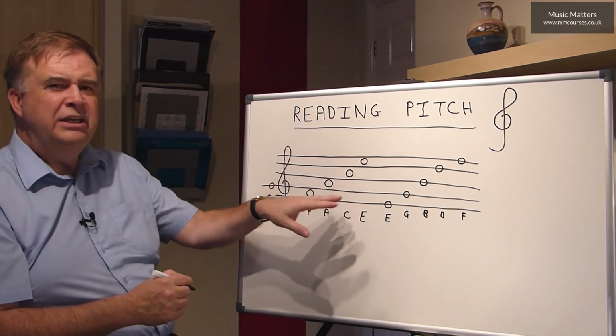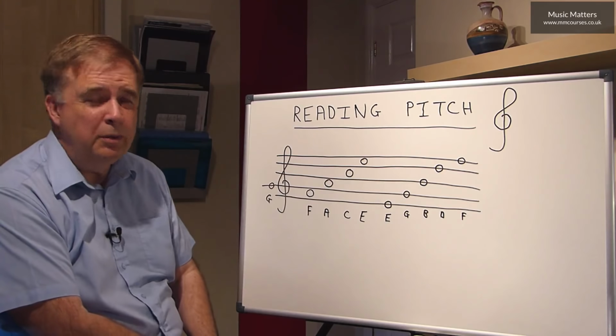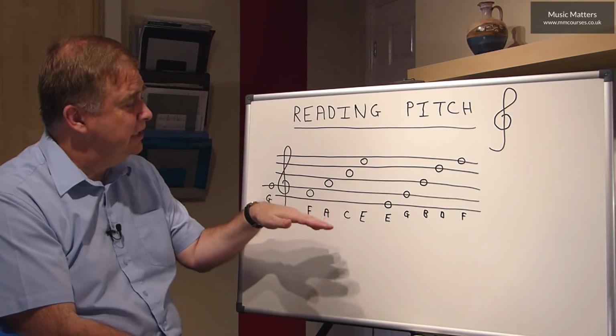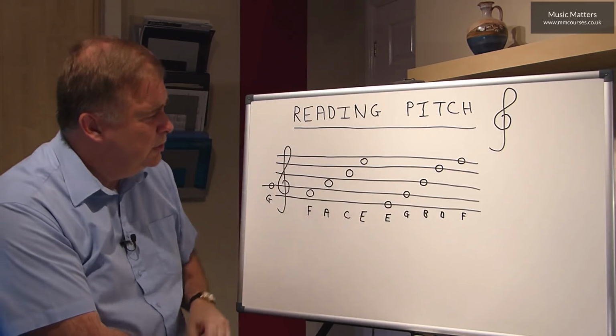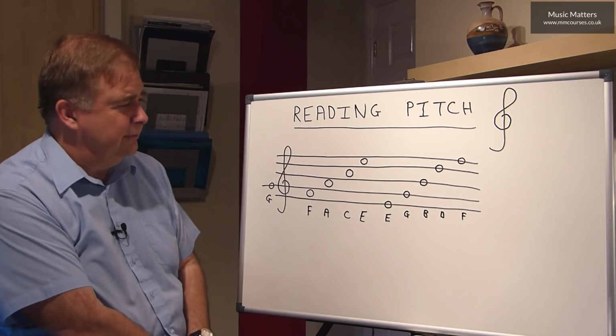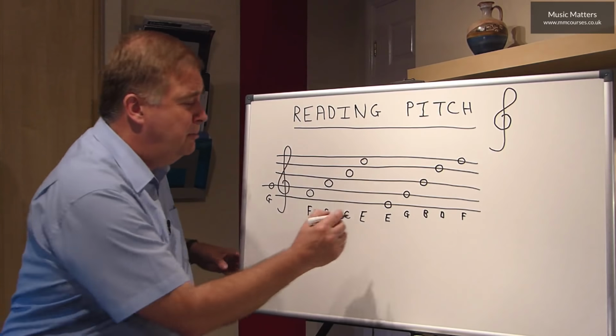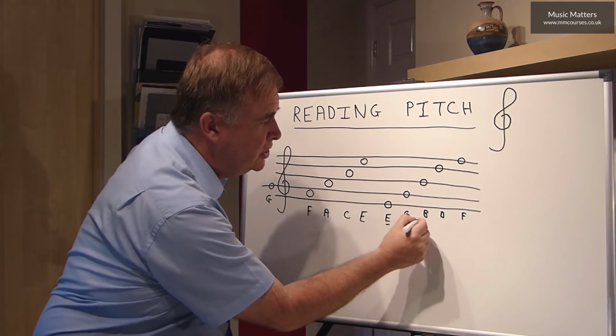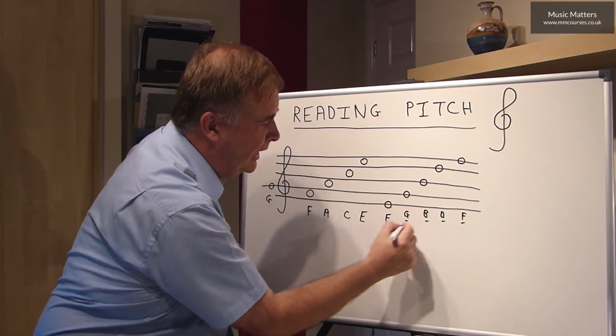Now, face was quite neat, wasn't it? Because that's a word that we might recognise in English. F-A-C-E, face, rhymes with space. But what's this word? Ergobudafer is not really a word that we know, is it? However, here's a way of remembering it. E, G, B, D, F.